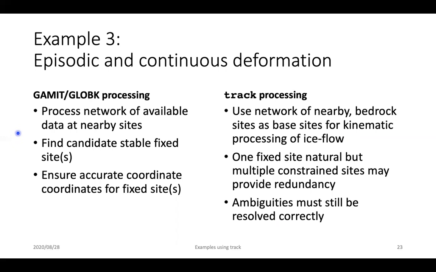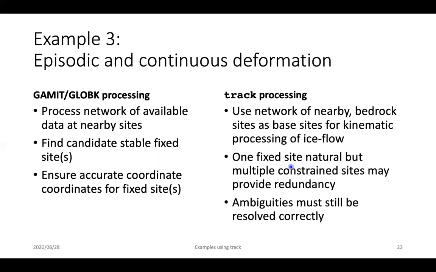But in order to do that, first we need to actually identify a fixed site to use as a reference site. So what I'm going to do is first do a normal GAMIT/GLOBK processing of the networks that are available around the glacier. And then from that, we'll find a candidate stable site. And we also ensure that we have accurate coordinates for that reference site. Then in the track processing, we will use one or more, perhaps a network of nearby bedrock sites as the reference sites for the kinematic processing on the ice flow.